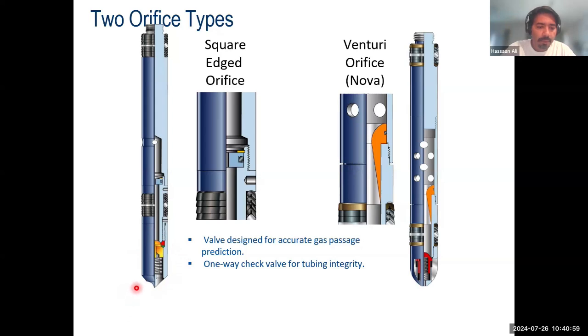We don't want this back check to leak at all, because the leakage of it will mean that the tubing fluid will come, bypass it, and will go into the annulus. Sometimes this production fluid is very corrosive. It has a high H2S content. If it leaks past this back check, it will go inside the annulus and start corroding your casing, and we absolutely don't want that.